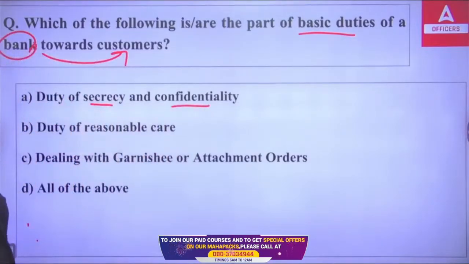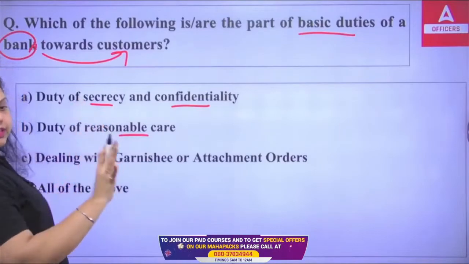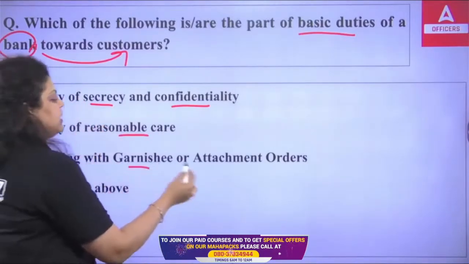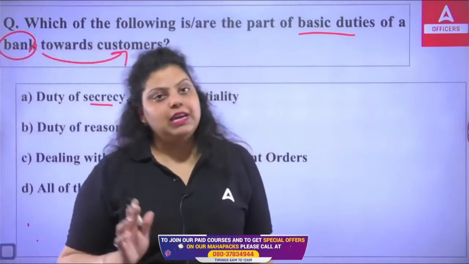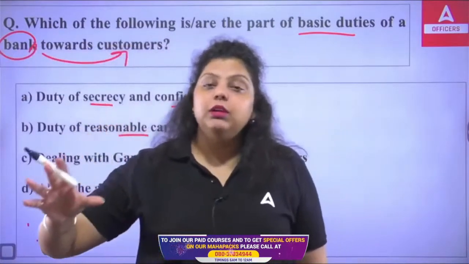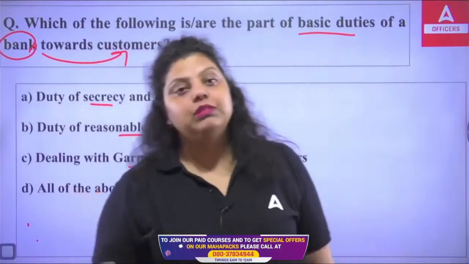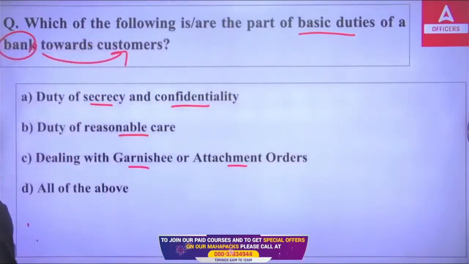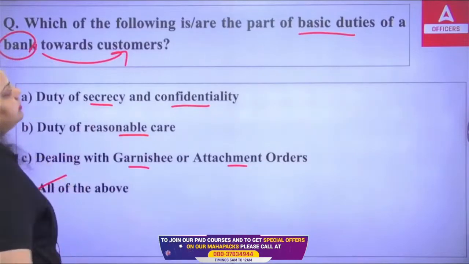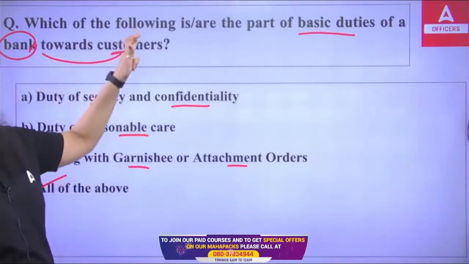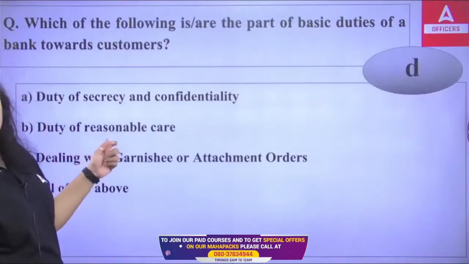Okay, now duty of reasonable care. Obviously, this is also a duty of a bank, to have reasonable care in context to the customer. Dealing with the garnishee order or attachment order is also a duty of a bank. Following the garnishee order and attachment order is the duty of a bank. A garnishee order will be given by the court. An attachment order will be given by an authority like an income tax officer, revenue officer, etc. But both have to be dealt with by the bank as per the order received. So all are basic duties of a bank towards the customer that the bank has to follow and complete as its responsibility. So the right answer is D, all of the above.